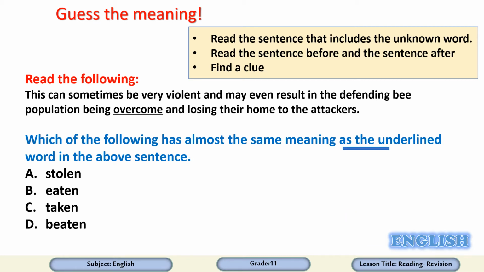Look at the words in this sentence. We have defending, another word is attackers, another word is violent, then there is losing. So here there is a battle, there's a fight between 2 hives or 2 groups of bees, and the result will be one group will lose and one group will win. So what can be the meaning of the word overcome here? Yes, very good. It will be beaten.